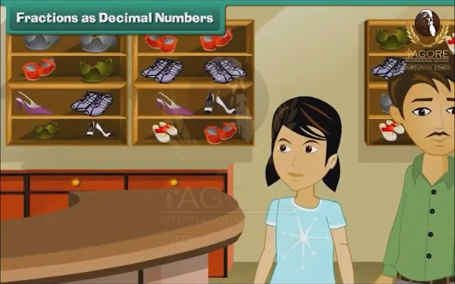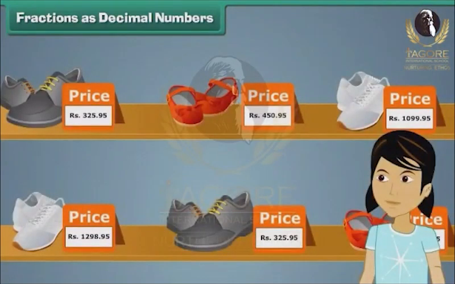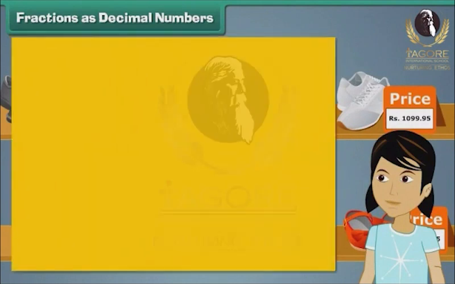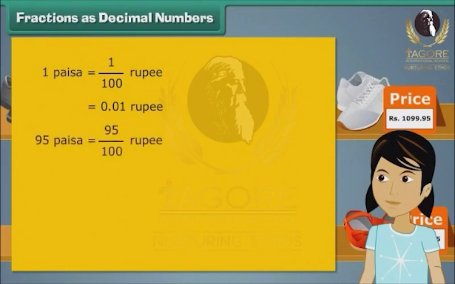Arpita went with her father to buy her school shoes. Prices of footwear in the store were expressed as decimal numbers. She wondered what the decimals in the prices meant. 100 paise make 1 rupee. In other words, 1 paisa is 1 by 100th of a rupee. It can also be written as 0.01 rupee. Therefore, 95 paise form 95 by 100th of a rupee.